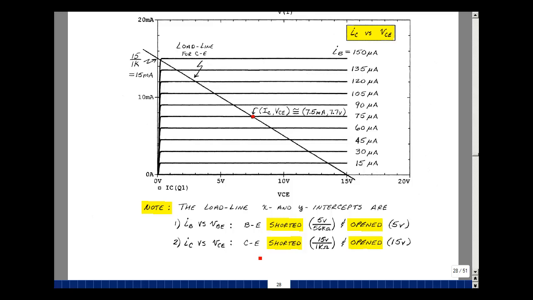And likewise for the collector emitter, if we short it, that would put the 15 volts across the 1K resistor. That would again be this point over here. And then if we were to open circuit the collector emitter, we'd have no collector current, and we just get the battery of 15 volts. We don't have to write the equations for the transistor circuit, the linear part of it. Just simply find the Thevenin voltage and the Norton current, like we did for the diode.